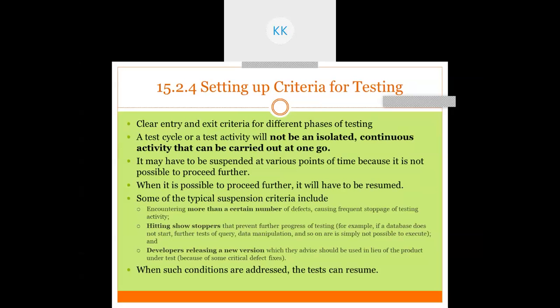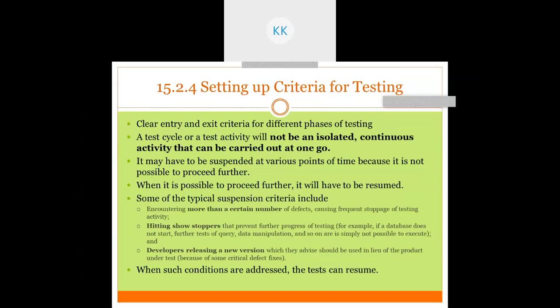Then we have already seen you need to set up criteria for testing. As we have already seen in unit 1, testing is a continuous process. So when to start and when to stop a particular testing is a big problem. In order to overcome those problems, we decide the entry and exit criteria for the test. What will be the entry criteria and what will be the exit criteria for the testing?